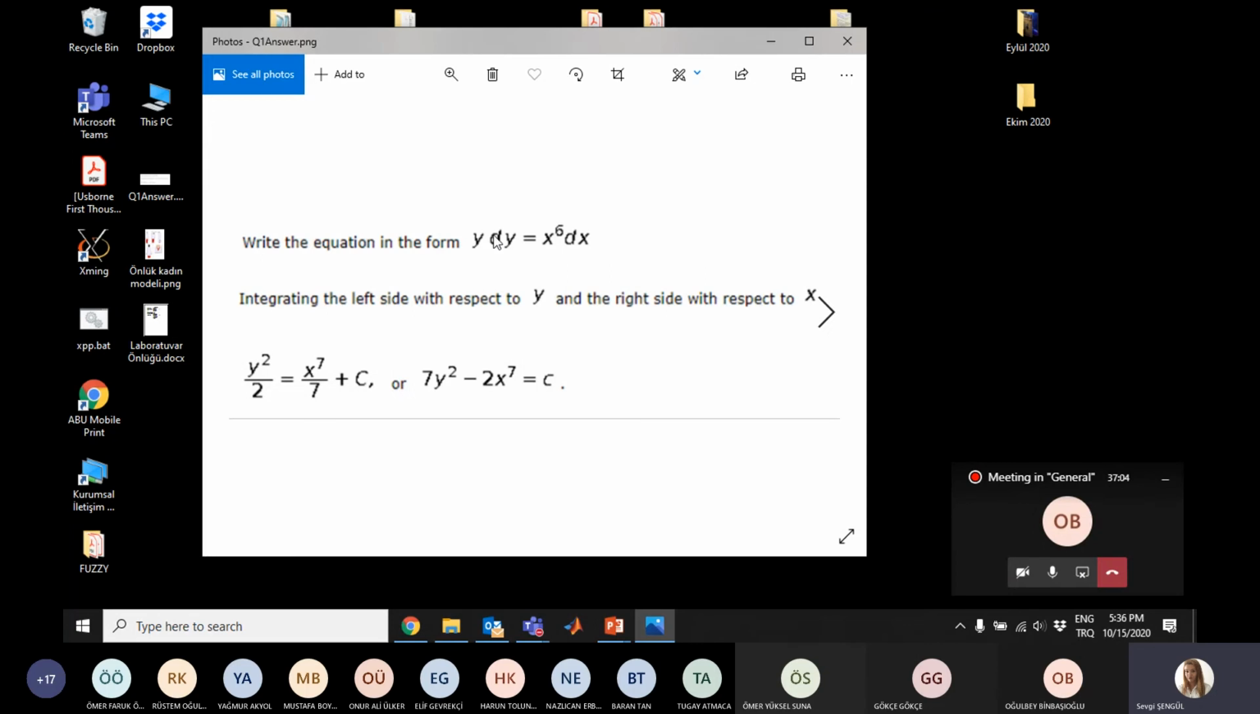Put the answer here. y dy equals x to the 6 dx. Take the integral of each side: y squared over 2, x to the 7 over 7. Or you can make the denominators equal to each other and write your implicit solution like that. Or you can solve this one for y by taking the square root. Okay? It doesn't matter which one you prefer.